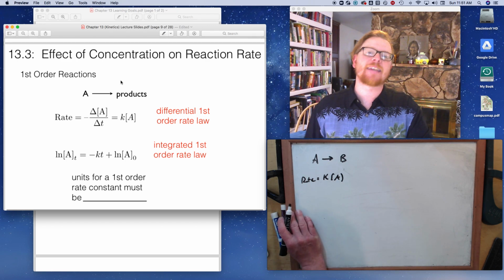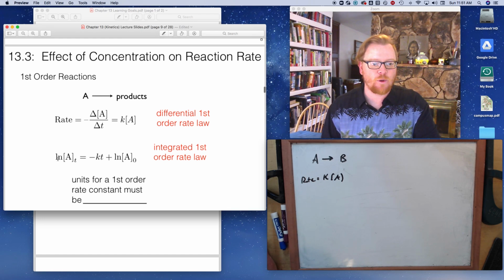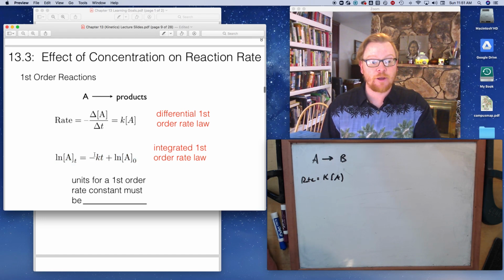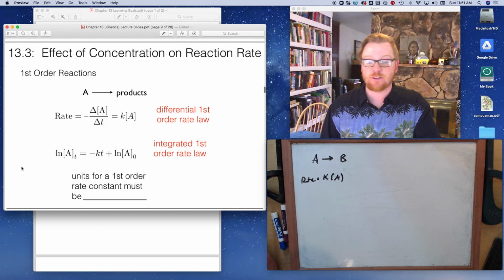And I'm not going to get into the calculus of this, but for those of you that have had calculus experience, if you want to talk about this a little more in office hours, I'd be happy to show you where this next equation comes from. But you do need to know how to use these equations. This next one is called the integrated first order rate law.